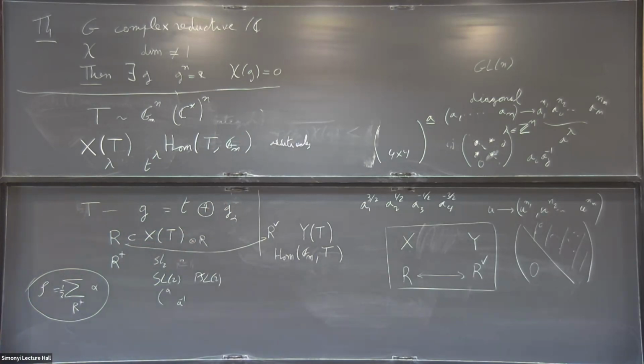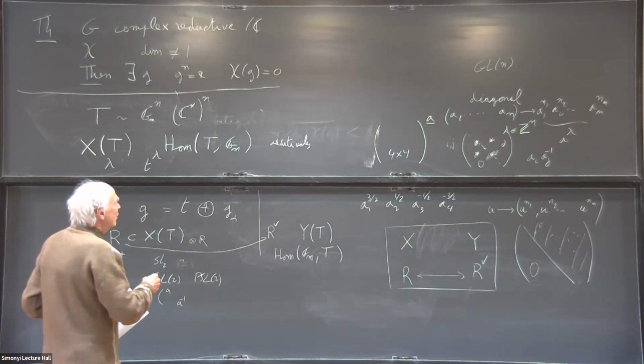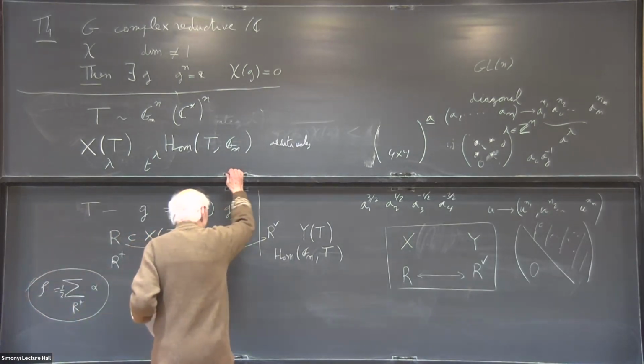Okay, now I have 2 minutes to explain Weyl's character formula. I think I can now erase a lot.